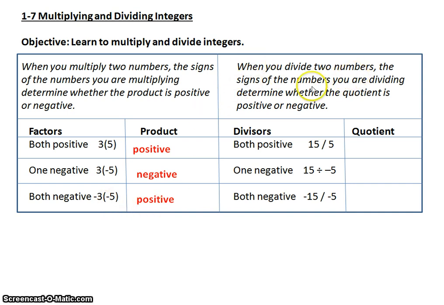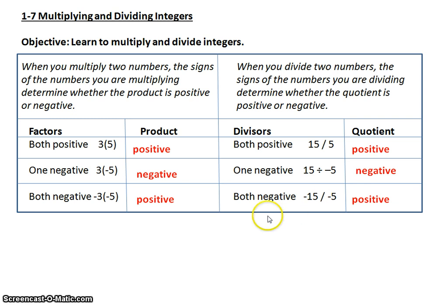Now, when you divide two numbers, the sign of the numbers you are dividing determines whether the quotient, or the answer, is positive or negative. If both of the divisors are positive, such as 15 divided by 5, your quotient will be positive. If just one of the divisors is negative, such as 15 divided by negative 5, the quotient will be negative. If both of the divisors are negative, such as negative 15 divided by negative 5, your quotient will be positive.